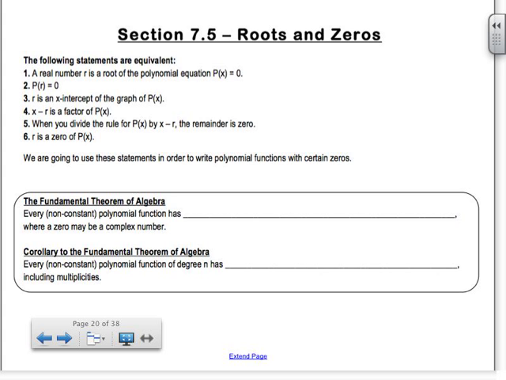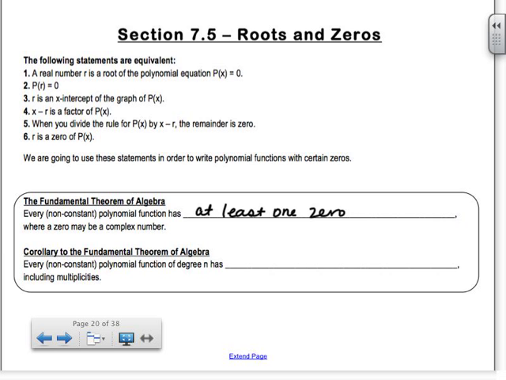All right, the fundamental theorem of algebra says every non-constant polynomial function has, oh, I left something out, has at least one zero, where a zero may be a complex number, and that zero could be a complex number.